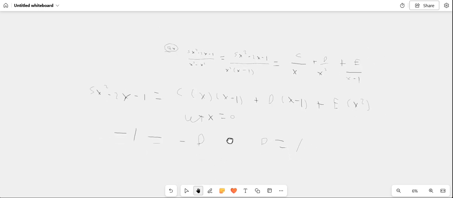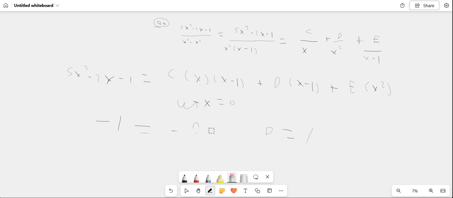So we've got D is equal to 1. Now we need to substitute the other value in, which is 1. So let x equal 1, so you can get rid of the x minus 1 bracket. Put that into the left hand side, and you're going to get 5 open bracket 1 squared minus 2 open bracket 1 minus 1. The C term I don't need to write, because that becomes 1 minus 1, which is 0, and 0 times that deletes it.